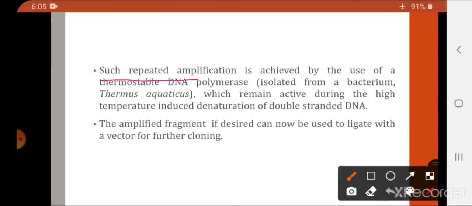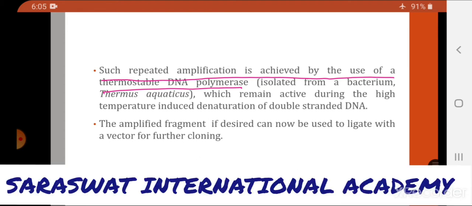Such repeated amplification is achieved by the use of thermostable DNA polymerase. Okay, यहाँ पे एक enzyme की requirement है, that is DNA polymerase. अभी ये in vitro हो रहा है यानी laboratory condition में हो रहा है. So ये process के लिए जो DNA polymerase है, it should be thermostable. Thermostable यानी it should withstand the higher temperature. ये जो PCR का process होगा, it occurs at the higher temperature. So ये जो enzyme है, it should withstand the higher temperature.